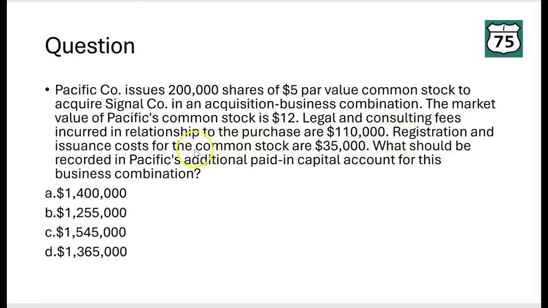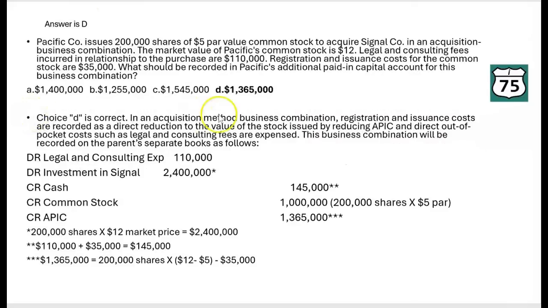Registration and issuance costs for the common stock, $35,000. Are they expensed? No, they're not. They're a direct reduction of additional paid-in capital. And that's what they're asking. What should be recorded in Pacific's additional paid-in capital for this business combination? And the answer is D, $1,365,000 will be the additional paid-in capital.